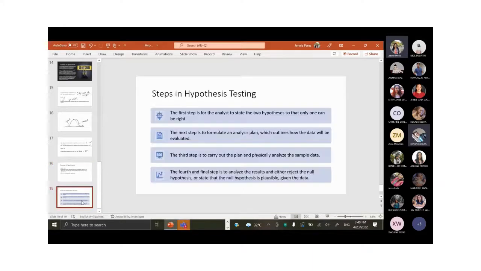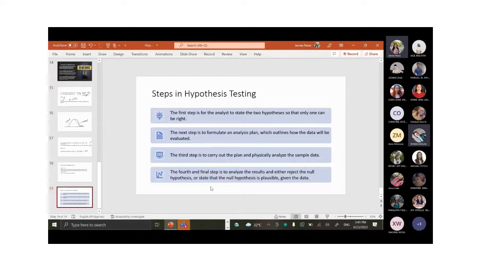I hope these things are clear. So again, the steps in hypothesis testing is first, you state the two hypotheses, the null and alternative hypothesis. Next is you make an analysis plan which outlines how the data will be evaluated. Are you going to do an experiment? Will you make an intervention and try to see what will happen to the dependent variable? Or are you just making a survey research?